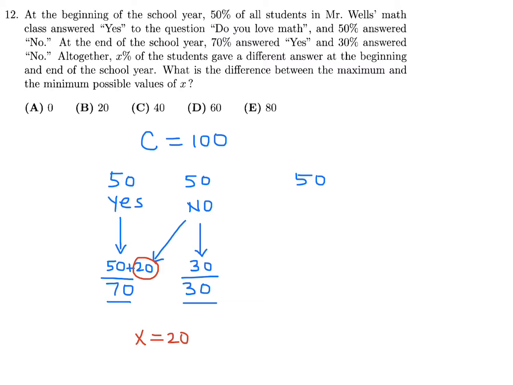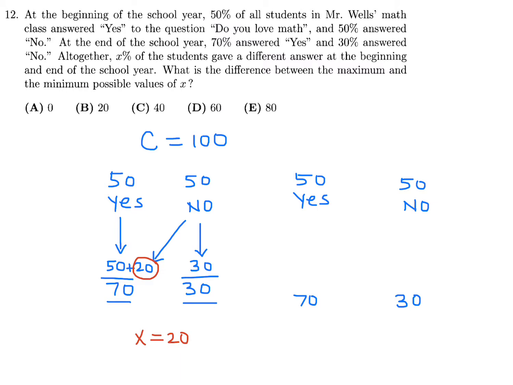is the same kind of story. We start off with 50 yes and 50 no. But this time, all of the changing is not going to come solely from this group. It's going to be divided. So we have to end up with 70 and 30, right? That's our goal, to match the question.